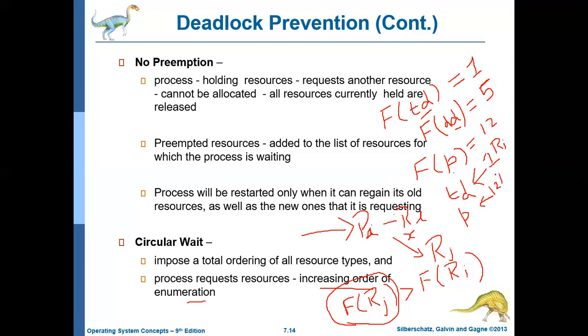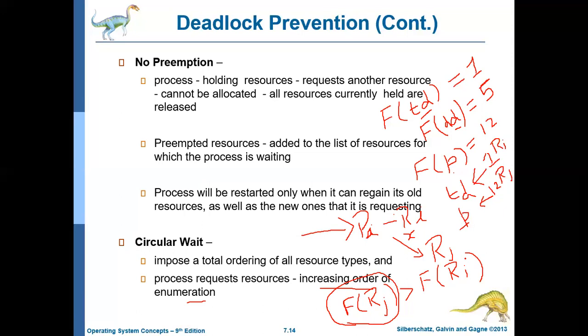So initially when it requests the tape drive, it will be allocated, ri is allocated. But next time when it requests the printer, it will check f of rj, here f of printer, which is 12. Is it greater than f of ri? Yes, it is greater, so it will be allocated. Otherwise, it won't be allocated.